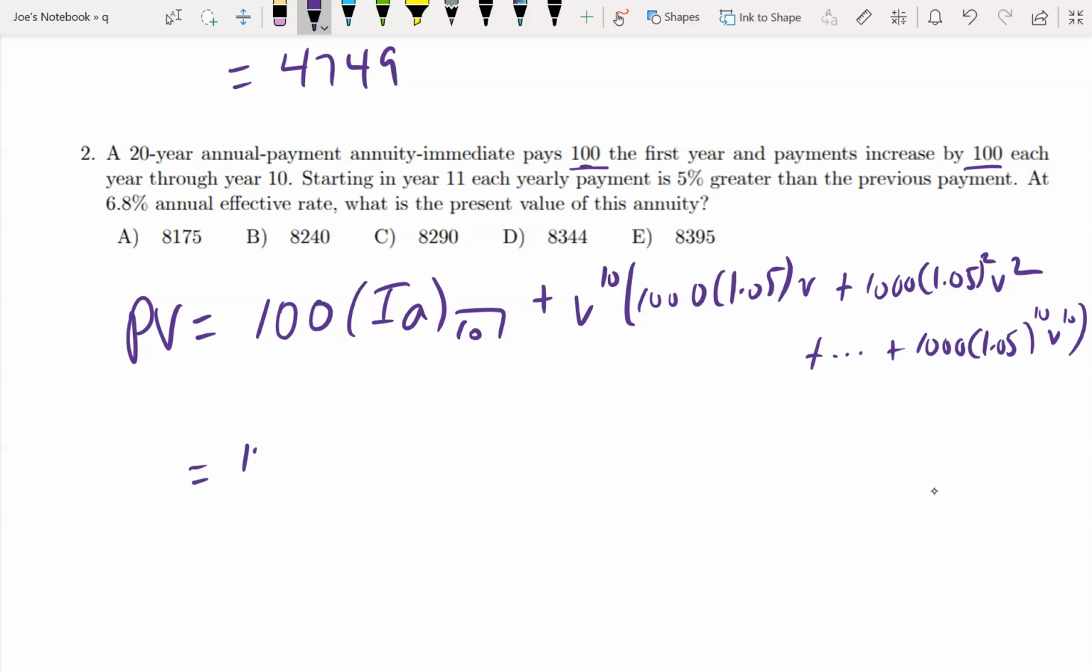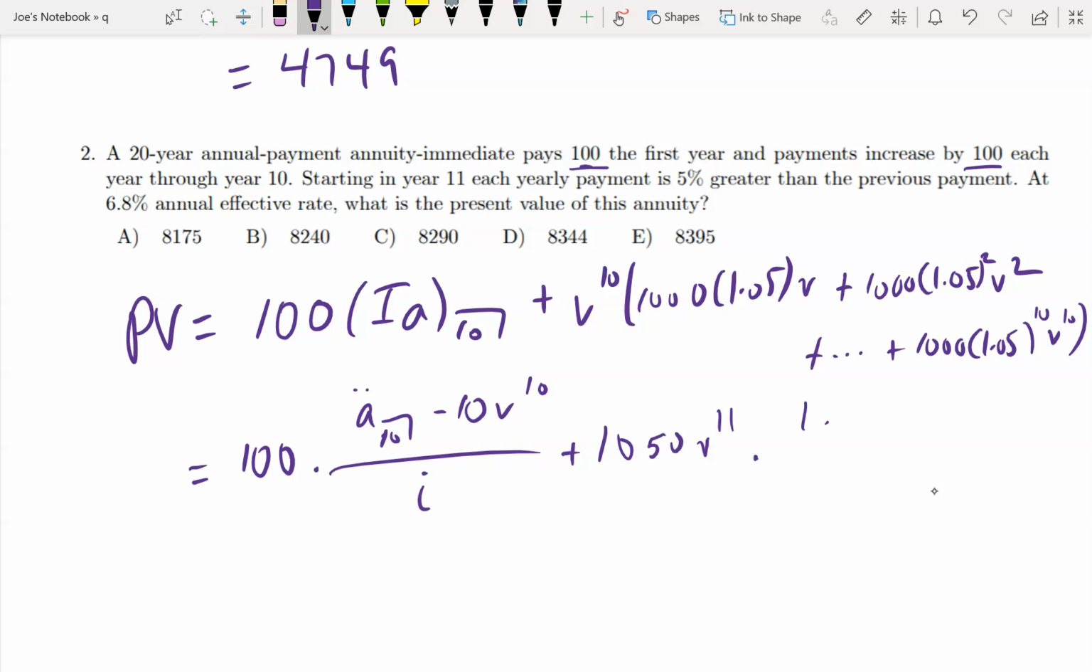So the different pieces here, this would be 100 times your a double dot angle 10 minus 10v to the 10th over i. This will be, well, I've got the v to the 10th out in front, but I need to factor out this first term and make it a 1 to be able to use our geometric series formula. So I'll have a 1,000. Actually, I'm just going to make it a 1050. 1,000 times the 1.05 v to the 11th. And then multiply it by 1 minus 1.05 v to the 10th over 1 minus 1.05 v.